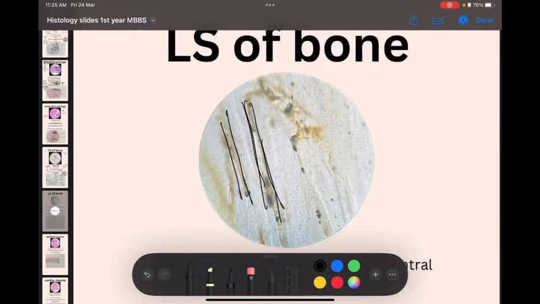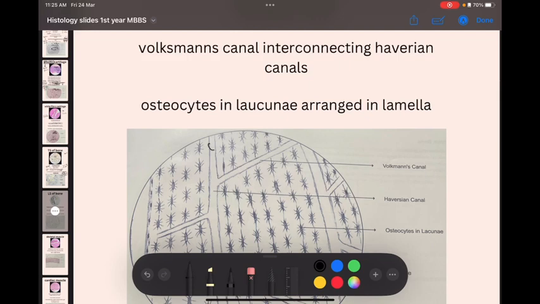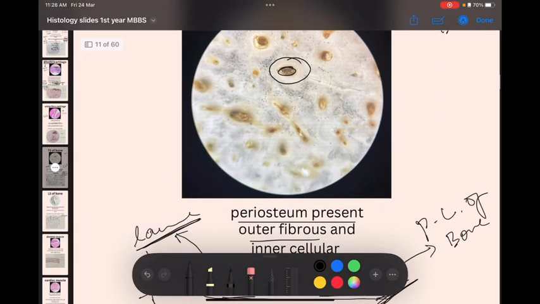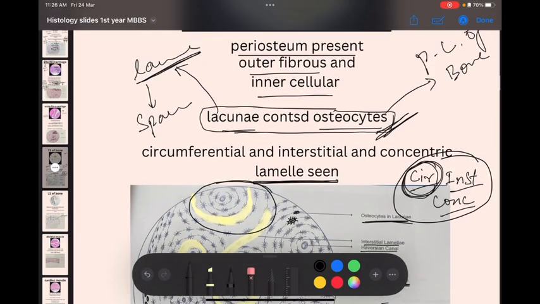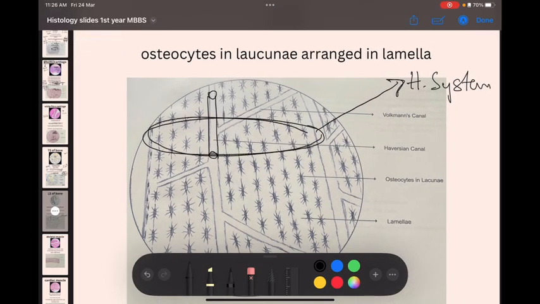Now coming to LS of bone, longitudinal section of bone. It is somewhat like this. Longitudinal section of Haversian system containing central Haversian canal. Right? This is a Haversian canal and one complete unit will be the Haversian system. This is what we saw in this. One complete unit is the Haversian system. Here, that one complete unit is this thing until here.